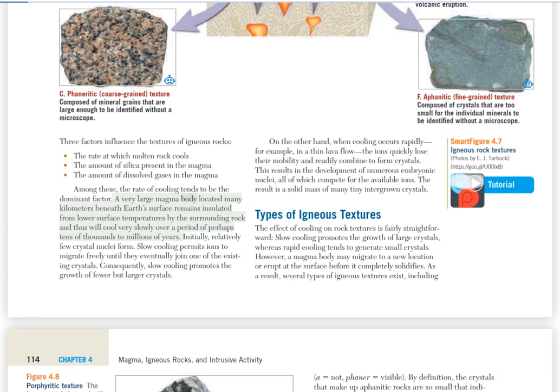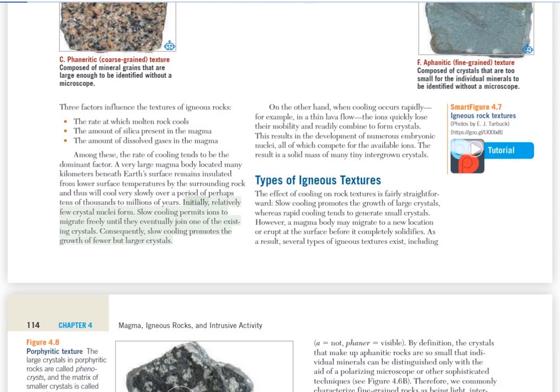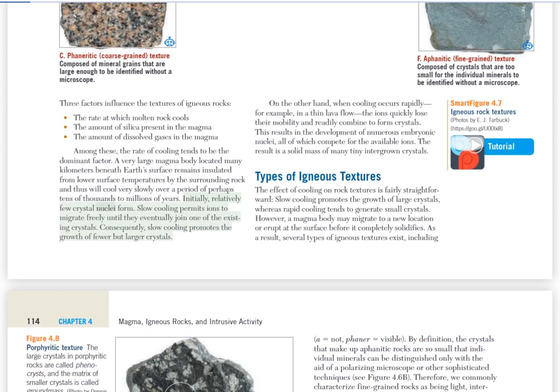A very large magma body located many kilometers beneath Earth's surface remains insulated from lower surface temperatures by the surrounding rock and thus will cool very slowly over a period of perhaps tens of thousands to millions of years. Initially, relatively few crystal nuclei form. Slow cooling permits ions to migrate freely until they eventually join one of the existing crystals. Consequently, slow cooling promotes the growth of fewer but larger crystals.